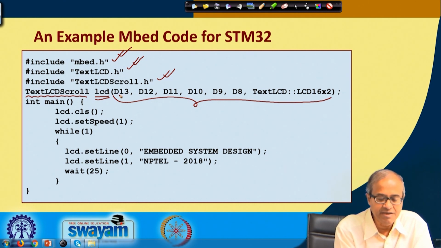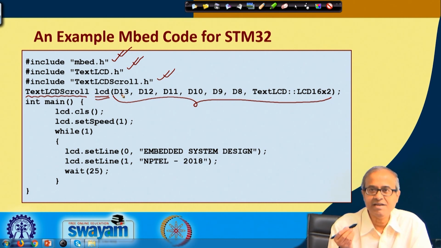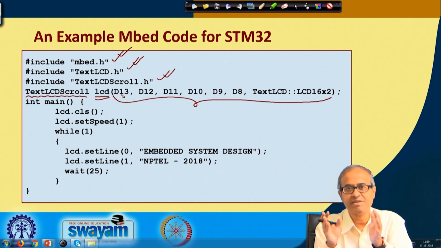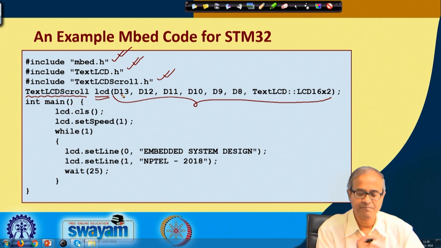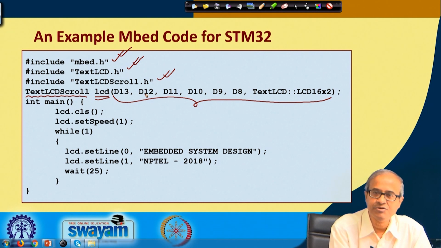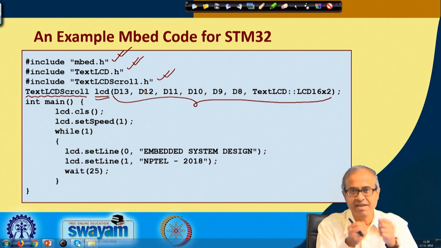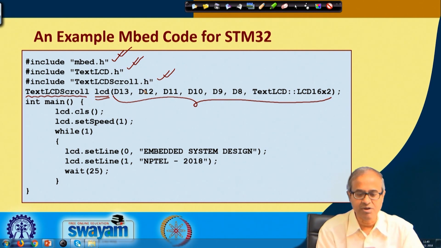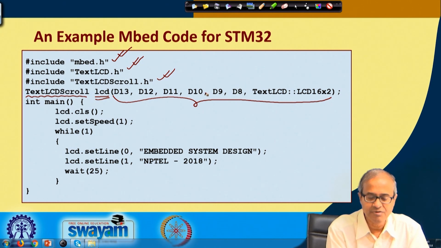Here you specify which pins you are connecting to. First one is the register select, that means you are telling you are connecting register select to your STM32 D13 pin. Then next one is your enable, you are connecting your enable to the STM32 D12 pin. Then the 4 data lines, you are connecting to D11, D10, D9, D8, and then the last one says what kind of display unit this is.